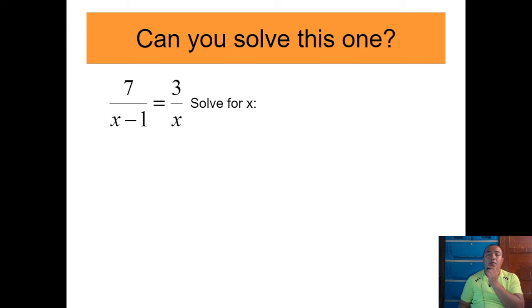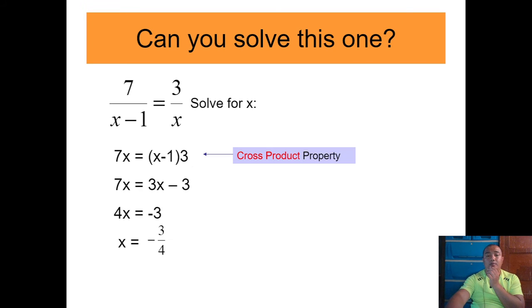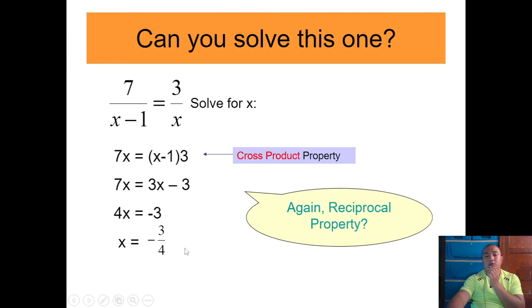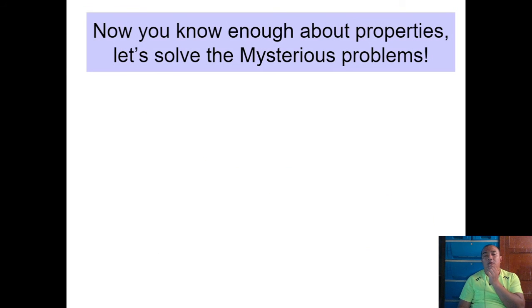How about this? 7 over x minus 1 equals 3 over x. Cross products. 7x equals 3x minus 3. So, 7x minus 3x, 4x equals negative 3. Negative 3 fourths is the value of x. So now you know enough about properties. Let's solve the mysterious problems.